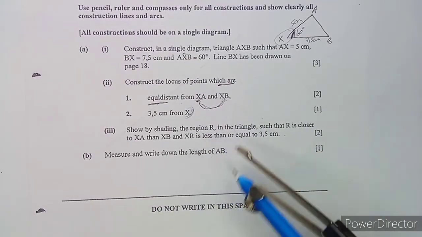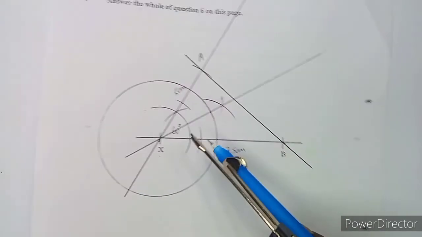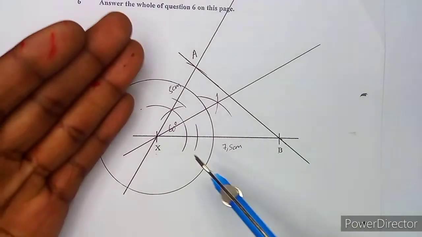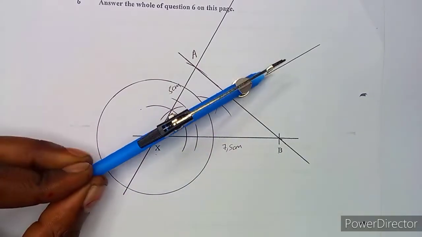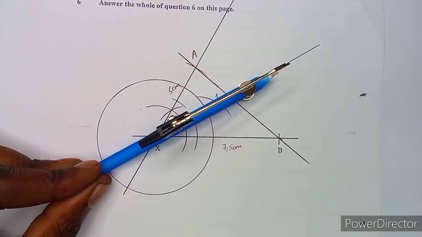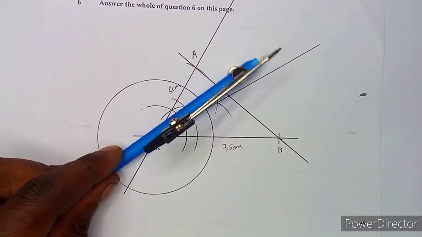This region is in the triangle. That's the first thing. It's inside the triangle and closer to XA. This is your XA, this is your XB. So closer means this is the line that is going to divide the two to give us a region which is closer to XA than to XB.